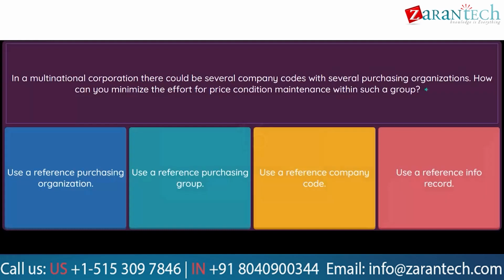Question: in a multinational corporation there could be several company codes with several purchasing organizations. How can you minimize the effort for price condition maintenance within such a group? Option 1: use a reference purchasing organization. Option 2: use a reference purchasing group. Option 3: use a reference company code. Option 4: use a reference info record.